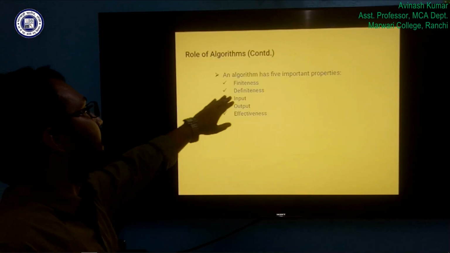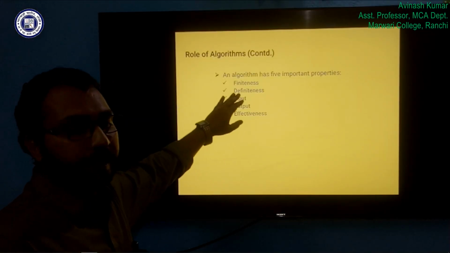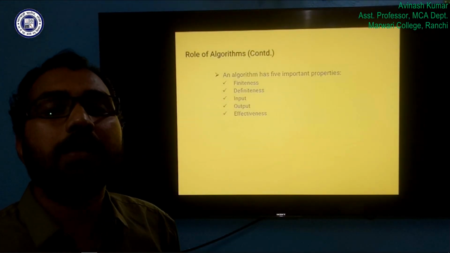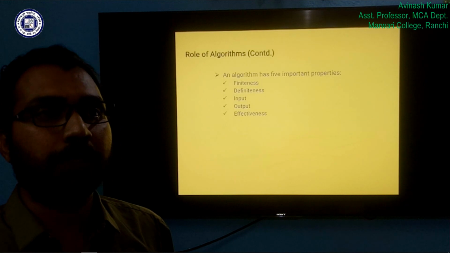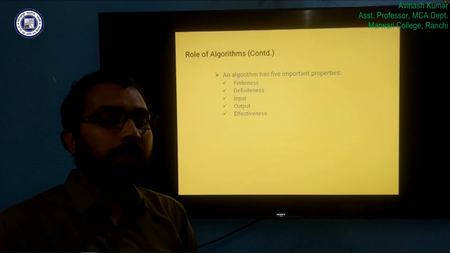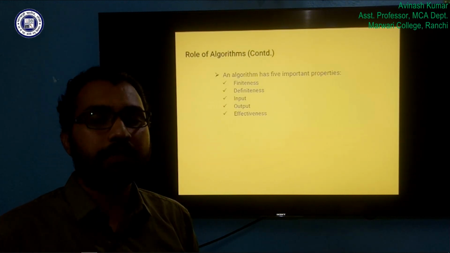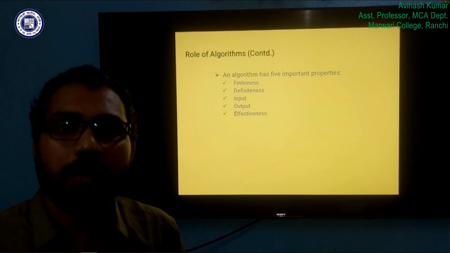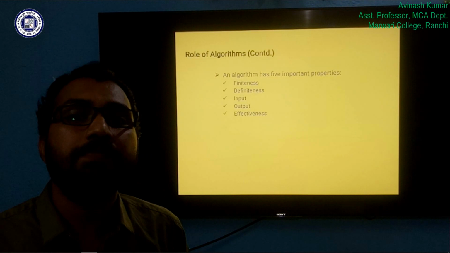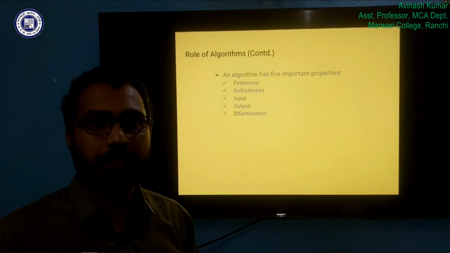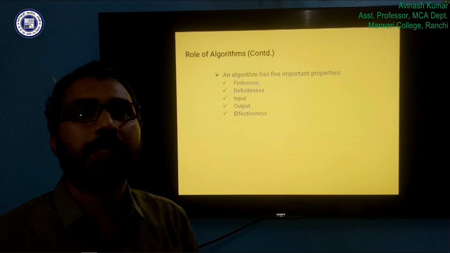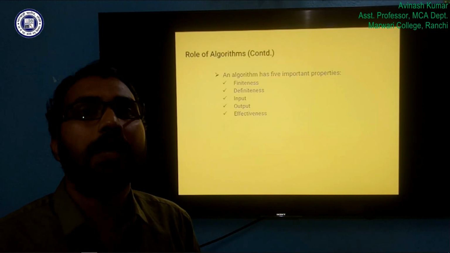Then the second one is definiteness. What is definiteness? Definiteness means unambiguous nature. Suppose our algorithm has 5 steps, then in all those 5 steps, none of them will have a similar nature of working. All the 5 steps will be completely different, completely unambiguous.